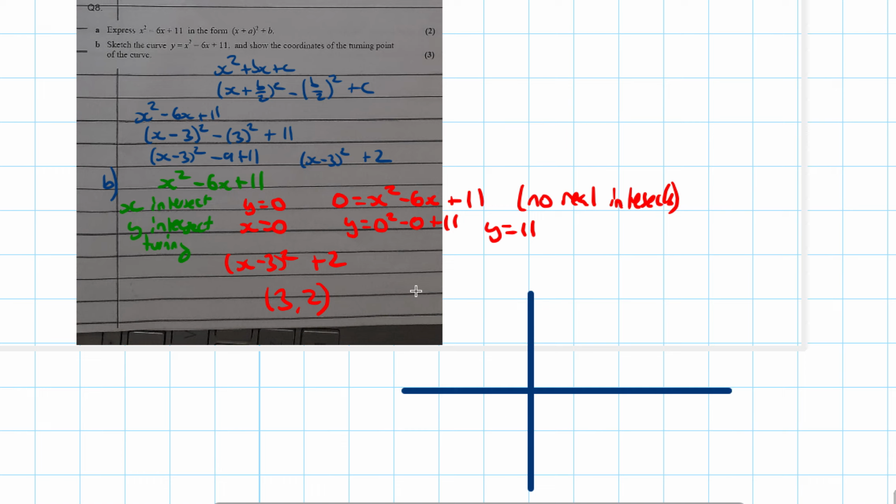So here we know that it crosses the y-axis at 11, and we know that at 3 on the x and 2 on the y, it's going to be a turning point, so it could be something like this. Again, it doesn't have to be super accurate, but you do need to make sure that you show the points clearly. And that is your answer for question 8.